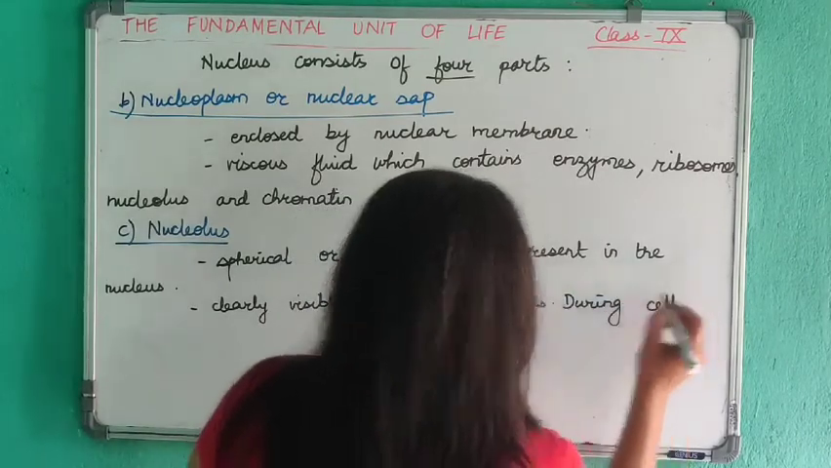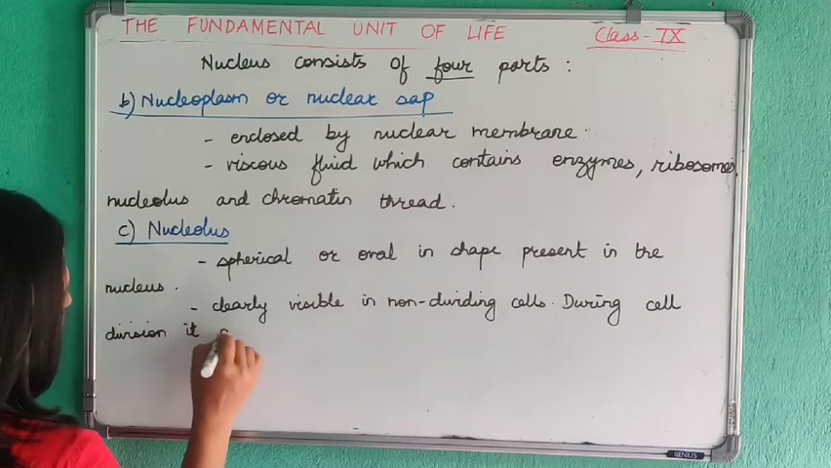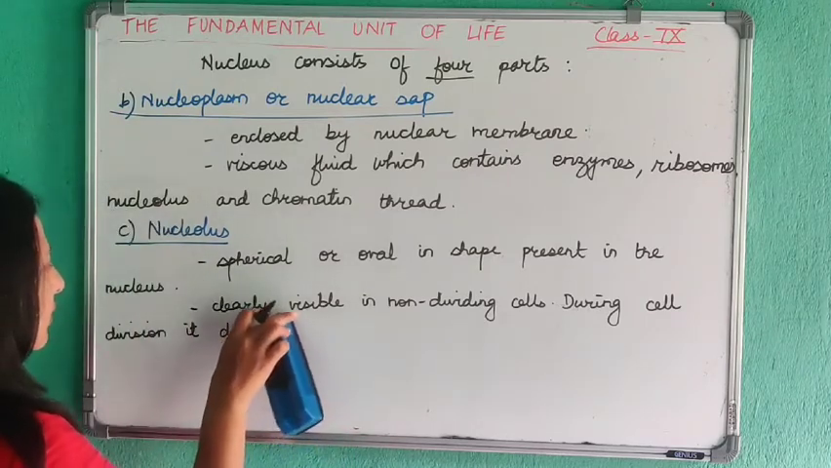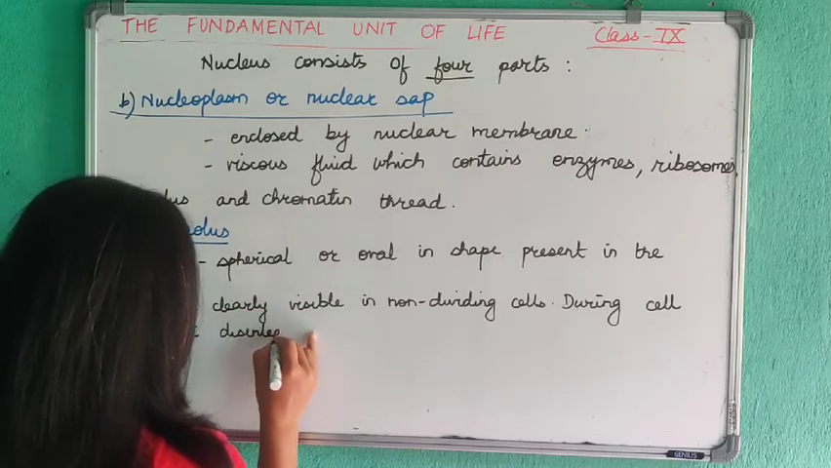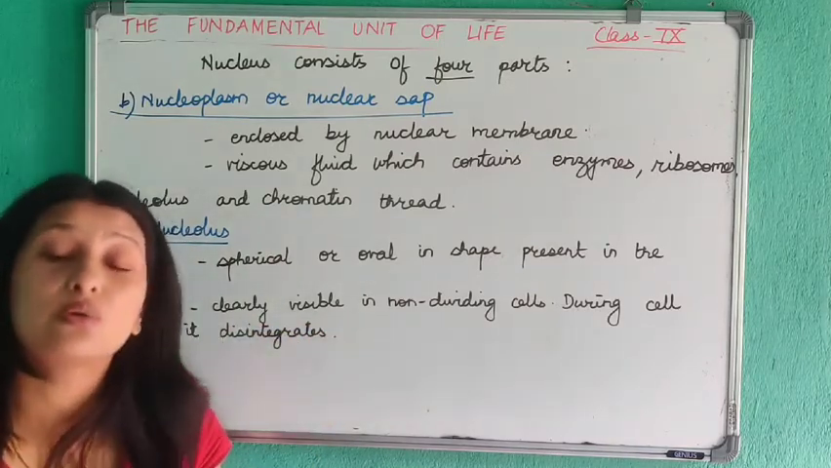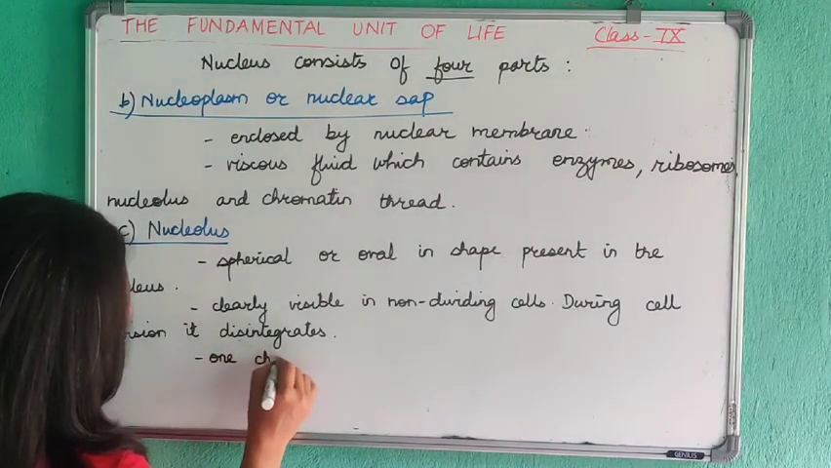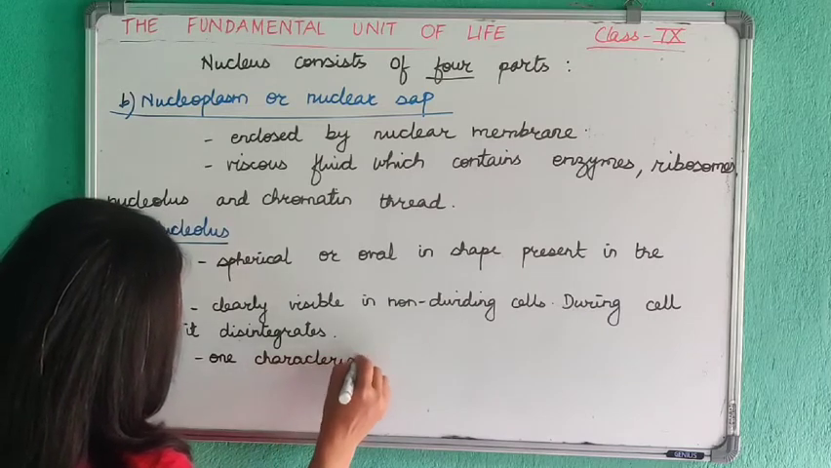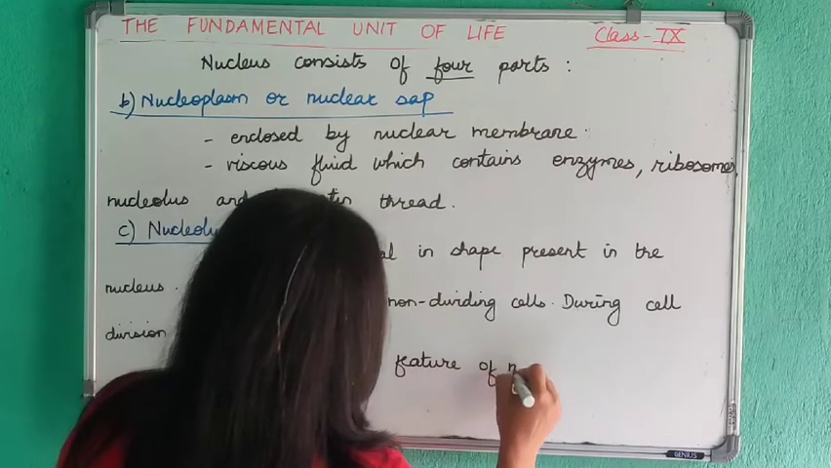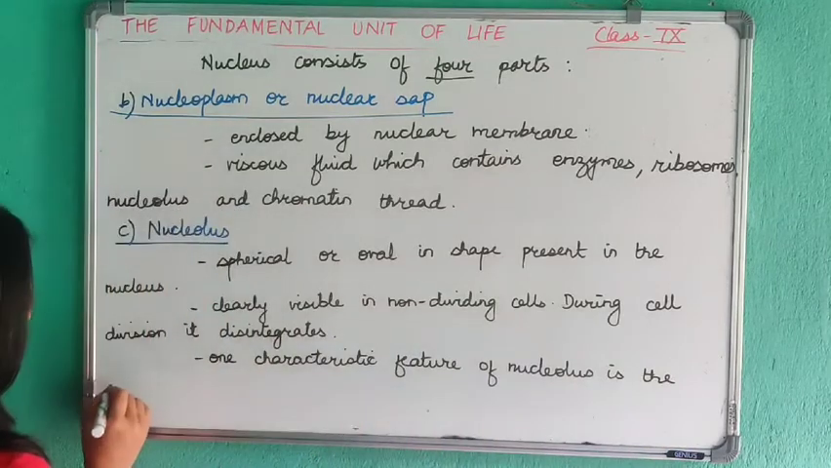During cell division it disintegrates. One characteristic feature of nucleolus, एउटा एकदमै न्यूक्लियसलाई चिन्ने feature चाहिँ के हो भन्दा, nucleolus does not have a limiting membrane. One characteristic feature of nucleolus is the absence of limiting membrane.